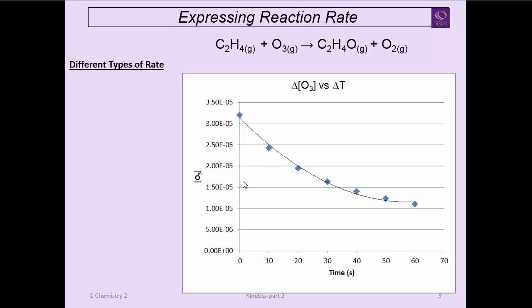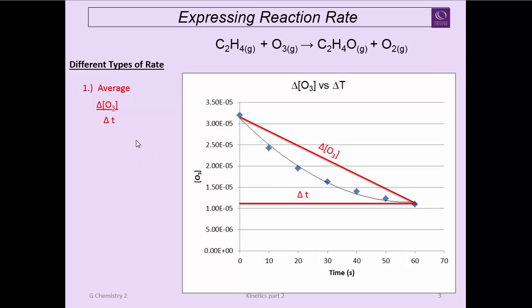Another thing is to understand different types of rate. Much like speed or velocity, it has a good analogy. You can always find the average rate. You start at some concentration of ozone, and you end up at the end of the reaction at some other concentration of ozone. The change from this concentration, 3.25 e to the minus fifth, ended up somewhere around 1.25 e to the minus fifth. And it looks like it took just about a minute to do that. So change in concentration over change in time, that would be an average rate.